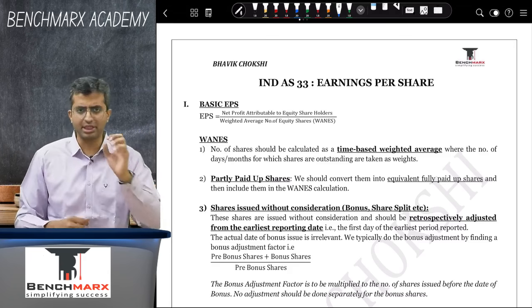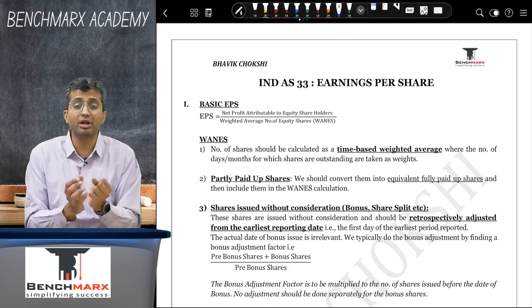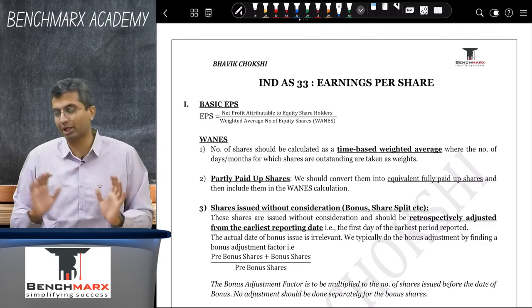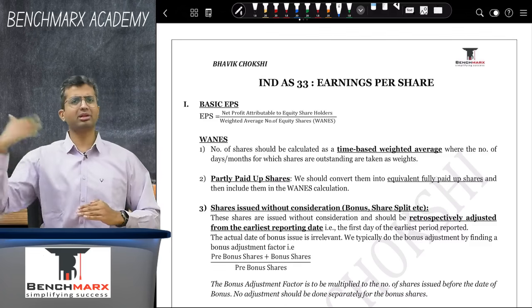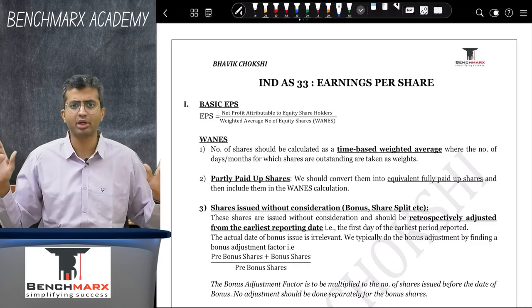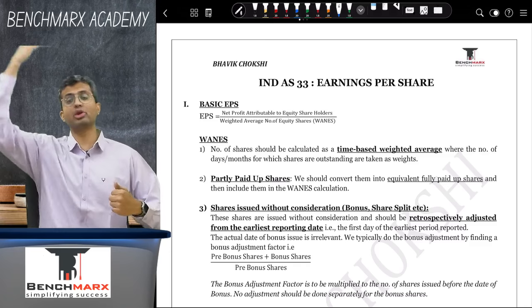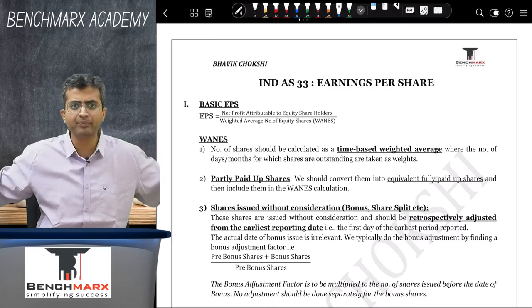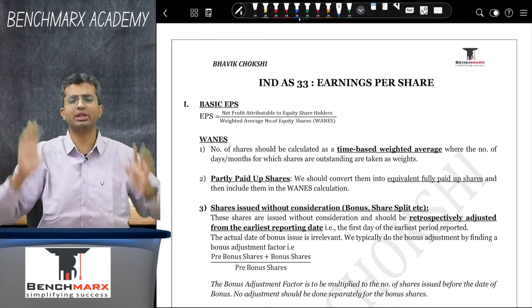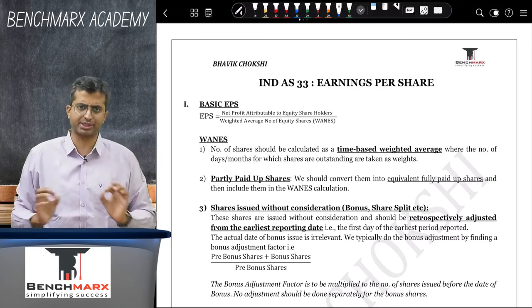What do we mean by basic EPS? Well, basic EPS would refer to the earning per ordinary share. Ordinary share would mean regular equity share. Now, there can be certain instruments which have the potential to become equity shares. We don't consider them. There may be some perpetual preference shares. We don't consider them. We will consider only legal equity shares over here in the basic EPS calculation.